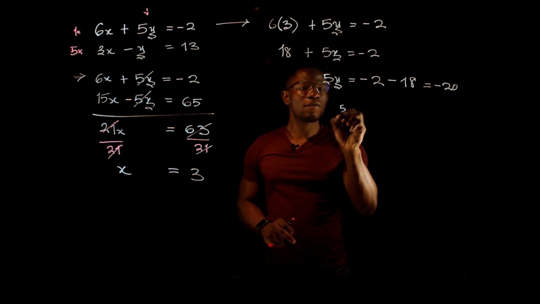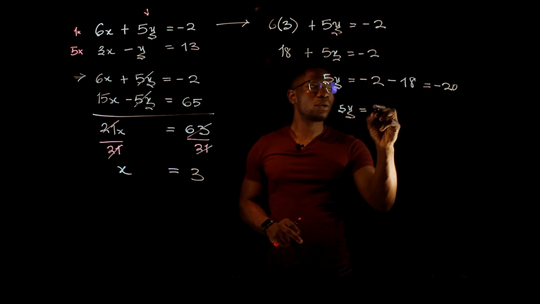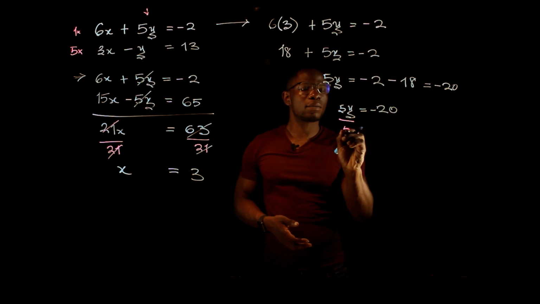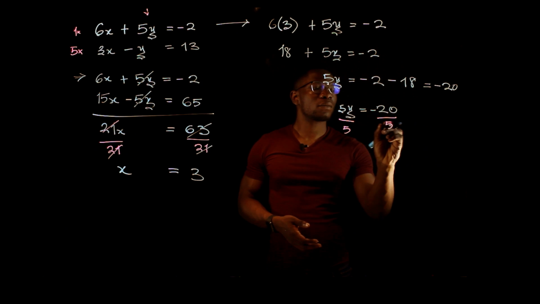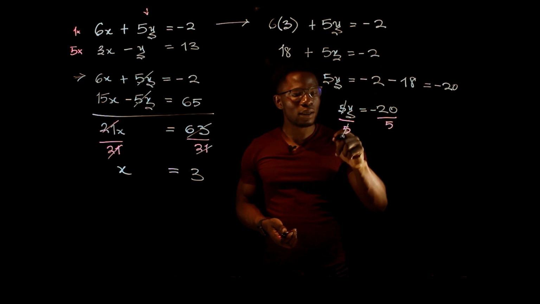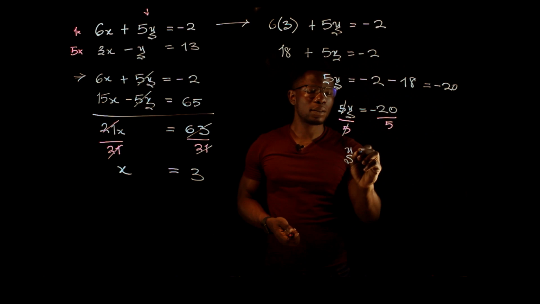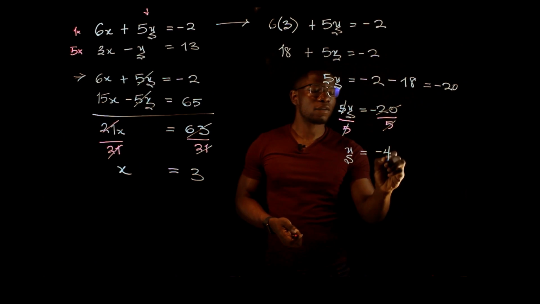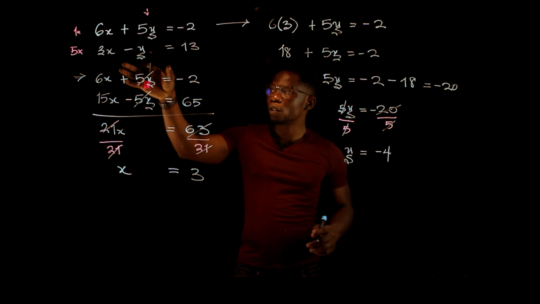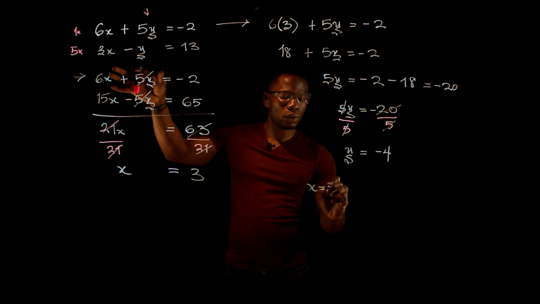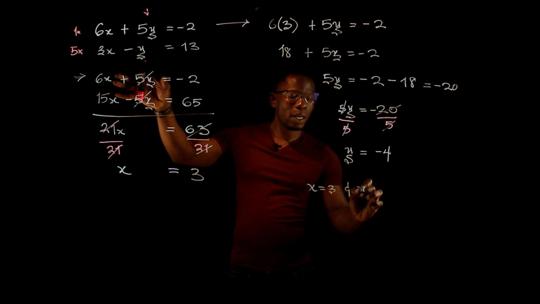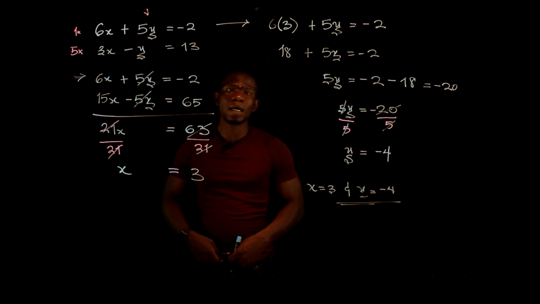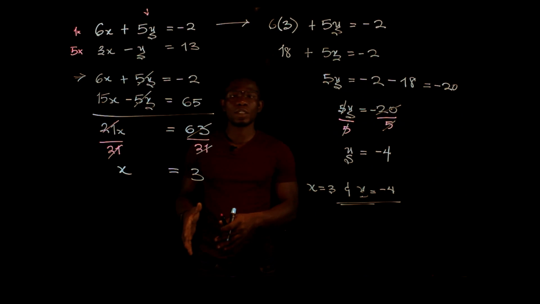So if we have that 5y is equal to minus 20, if we divide both sides by 5, 5 cancels out 5 here, and we're left with y. And 5 cancels out minus 20 here, we're left with minus 4. So for this set of equations, x is equal to 3, and y equals minus 4. And that's how we solve simultaneous equations using the elimination method.